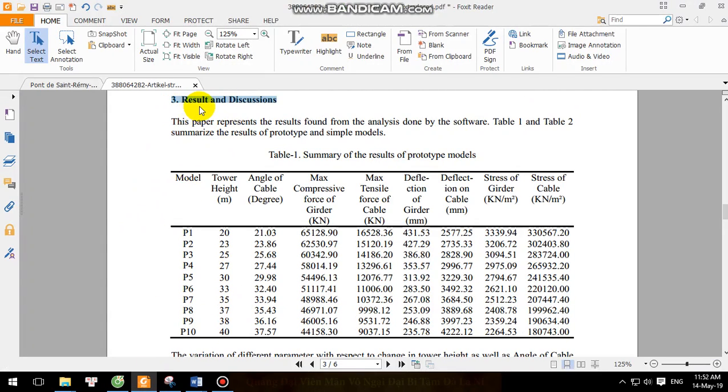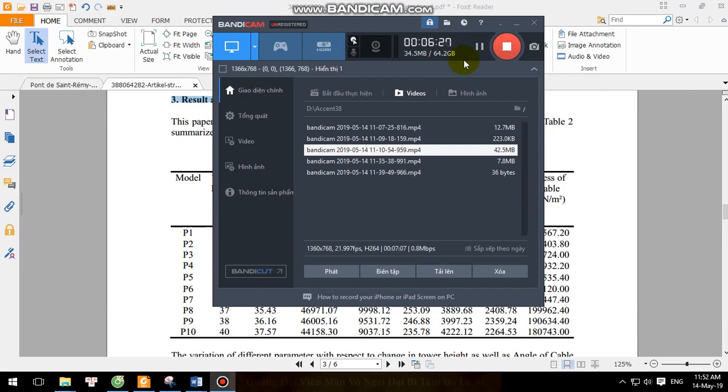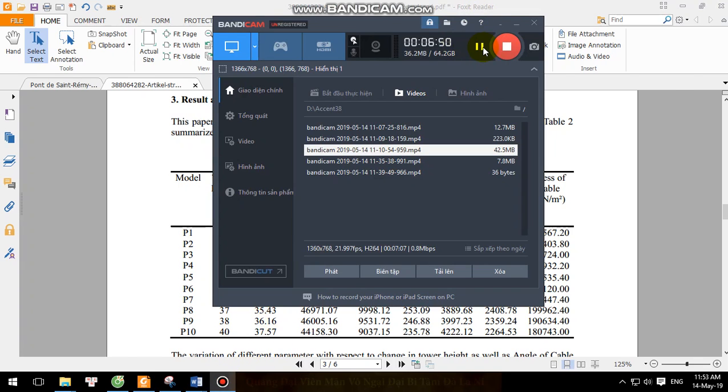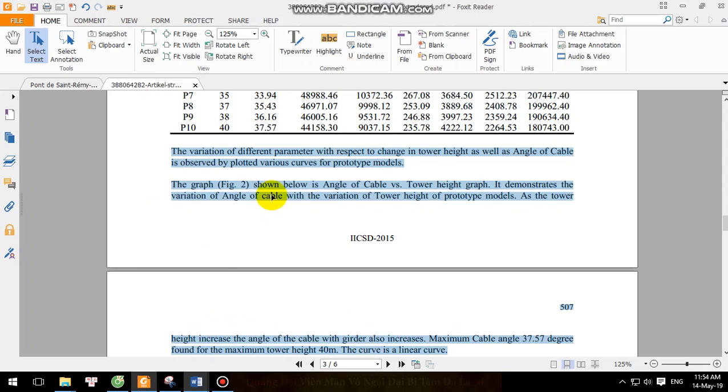3. Results and discussions. This paper represents the results found from the analysis done by the software. Table 1 and Table 2 summarize the results of prototype and simple models. The variation of different parameters with respect to change in tower height as well as angle of cable is observed by plotting various curves for prototype models.